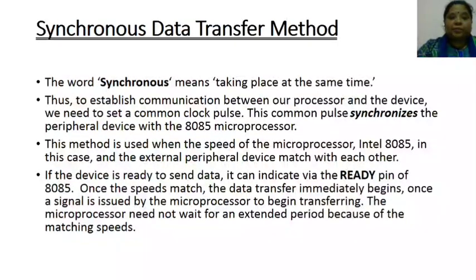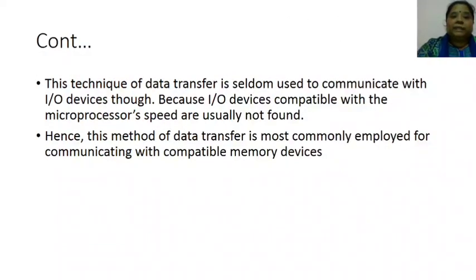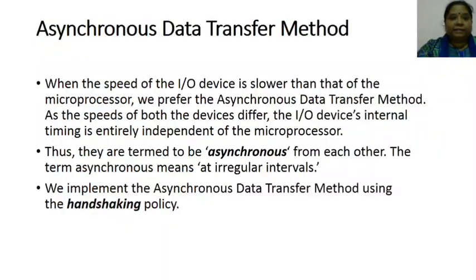Once a signal is issued by the microprocessor to begin transferring, the microprocessor need not wait for an extended period because of the matching speed. This technique of data transfer is seldom used to communicate with input output devices, though, because input output devices compatible with the microprocessor speed are usually not found. Hence, this method of data transfer is most commonly employed for communicating with compatible memory devices.